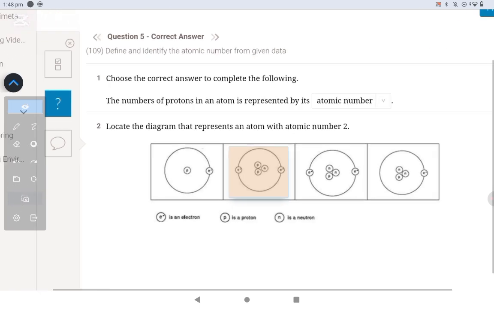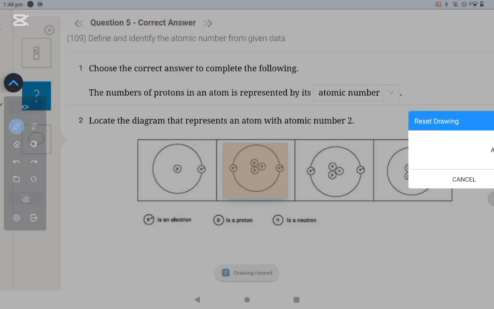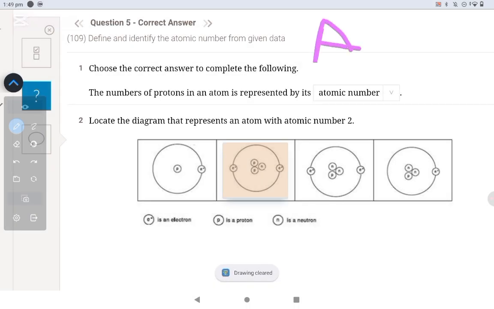Number of protons in an atom is represented by its atomic number. Like I said, on top is the mass number and on the bottom is the atomic number, okay? And the diagram that represents an atomic number 2, so Z has to be 2. Whatever atomic number is 2, protons is 2. So 2 protons here, only one here. So the only right one is this one.